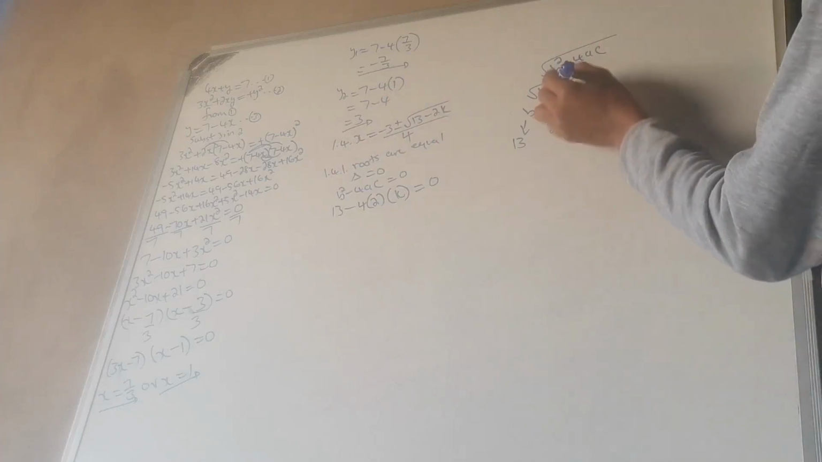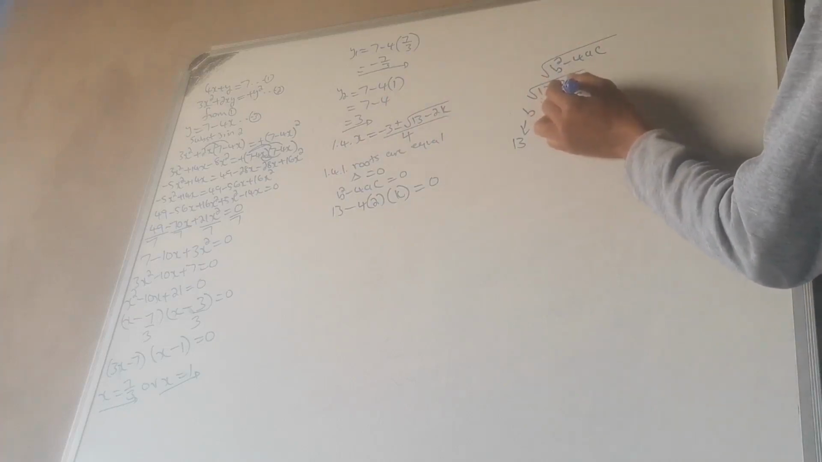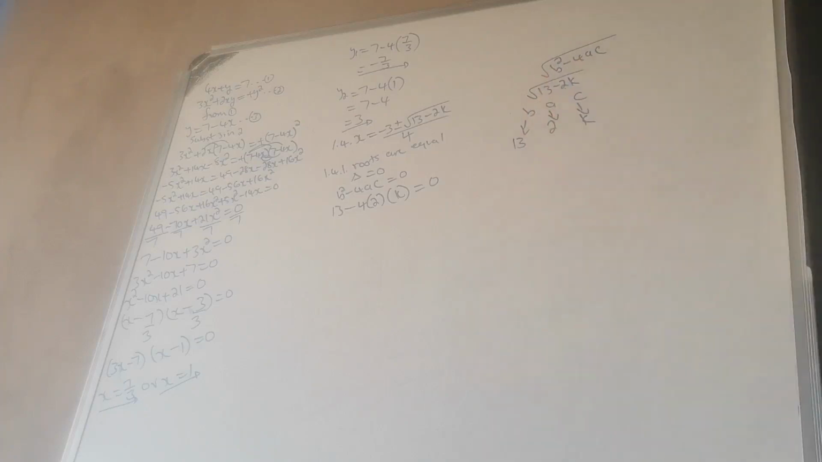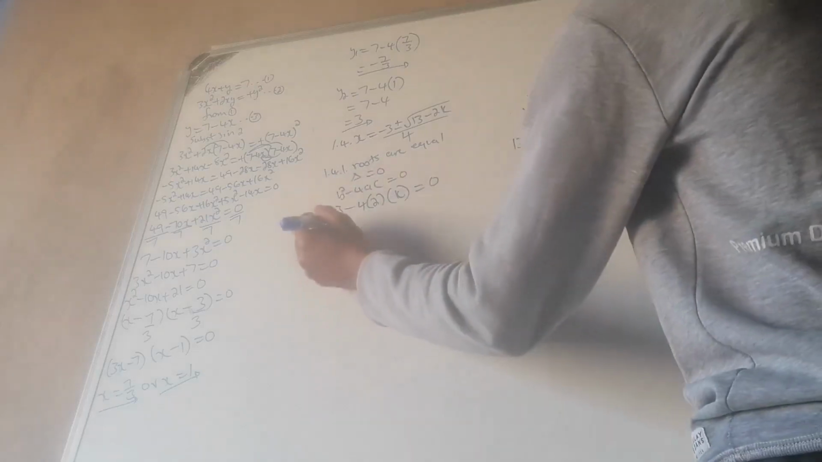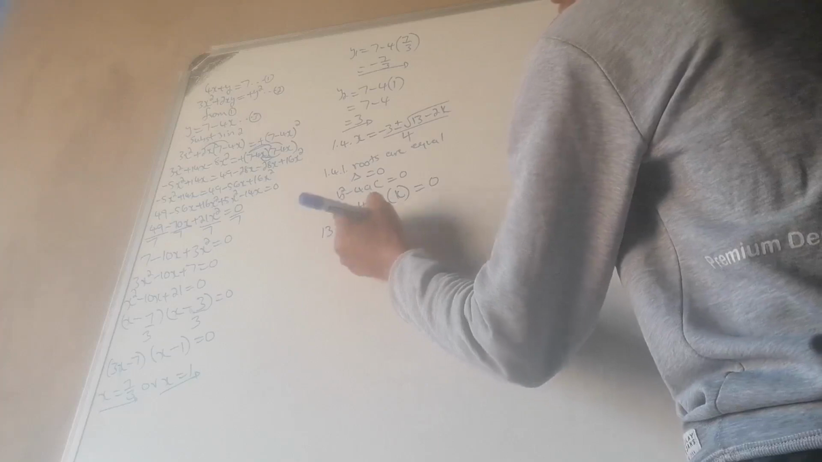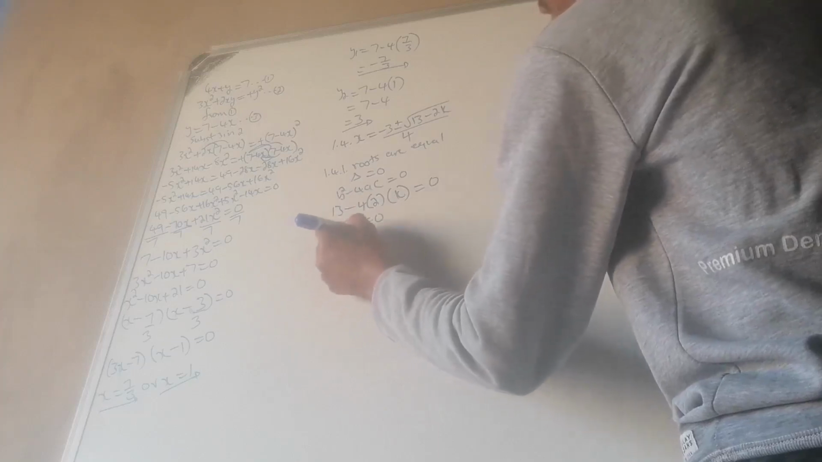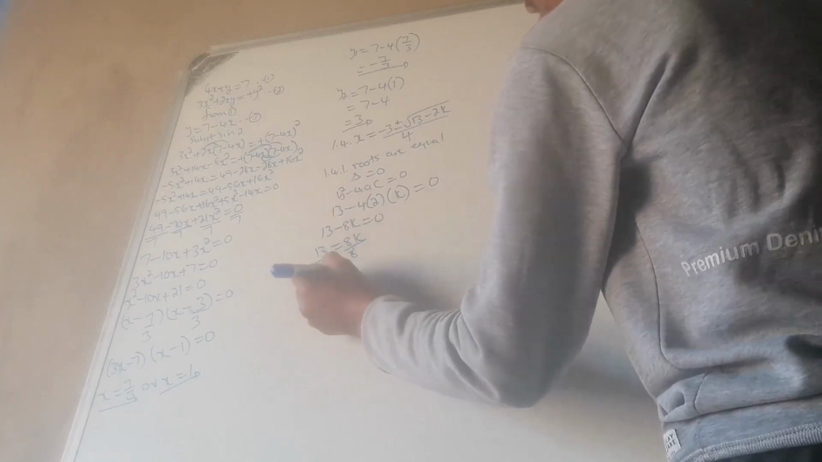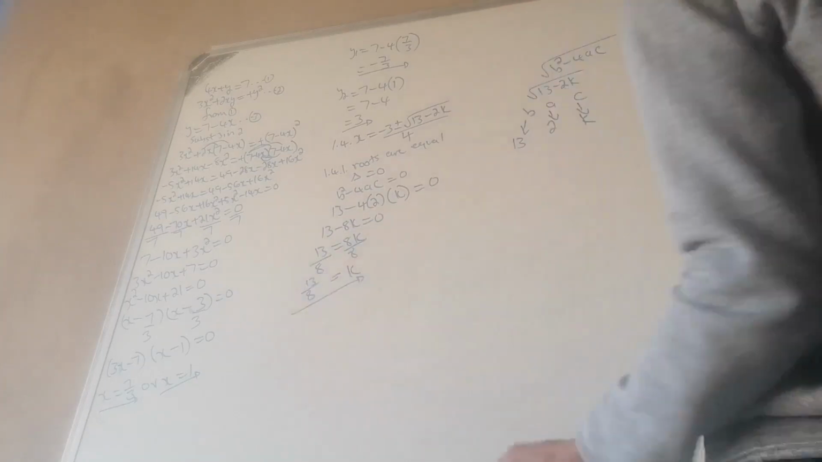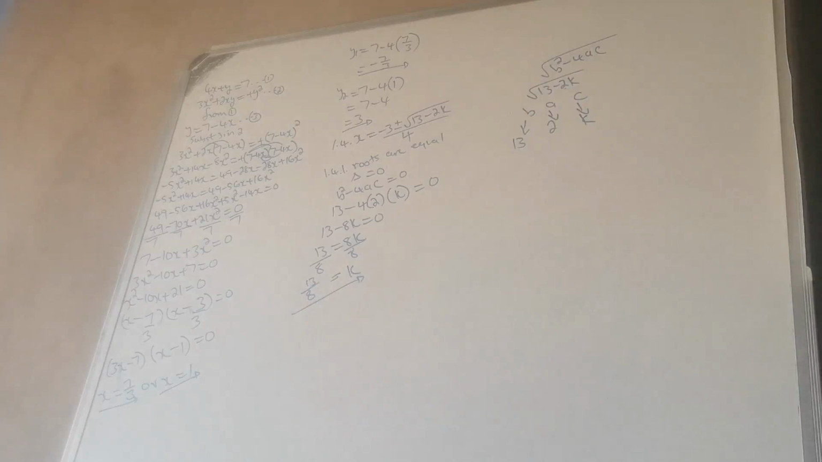What is the value of your a? This must be the value of your a, and this must be the value of your c. We don't have any other choice. And then from here you will say 13 minus 8k equals 0. 13 equals 8k. Divide by 8, divide by 8, k equals 13 over 8. That should be the value of k.